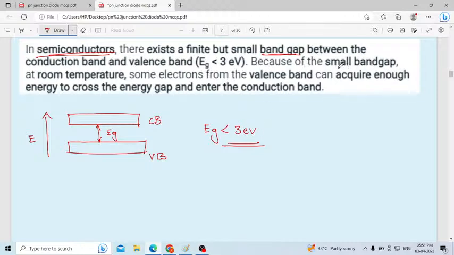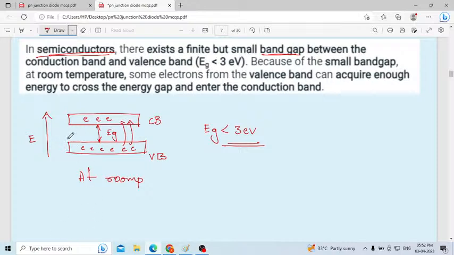Because of the small band gap at room temperature, some electrons are already there in the valence band at room temperature, meaning normal temperature you can consider. These electrons, because of less energy gap, can easily move to the conduction band. Not all, but at least a few electrons can easily move to the conduction band at room temperature.